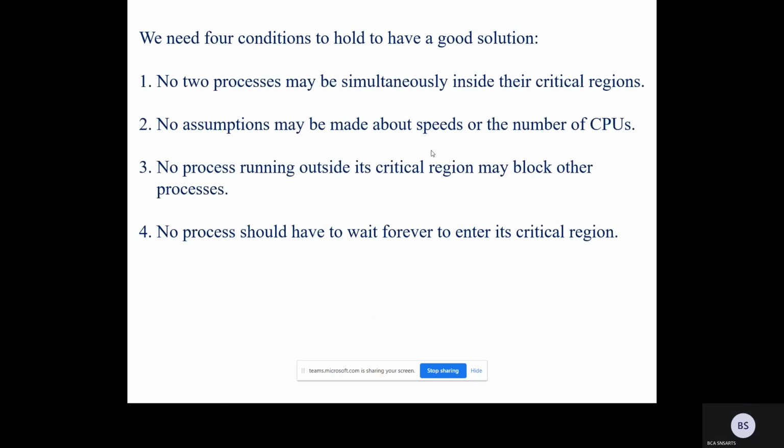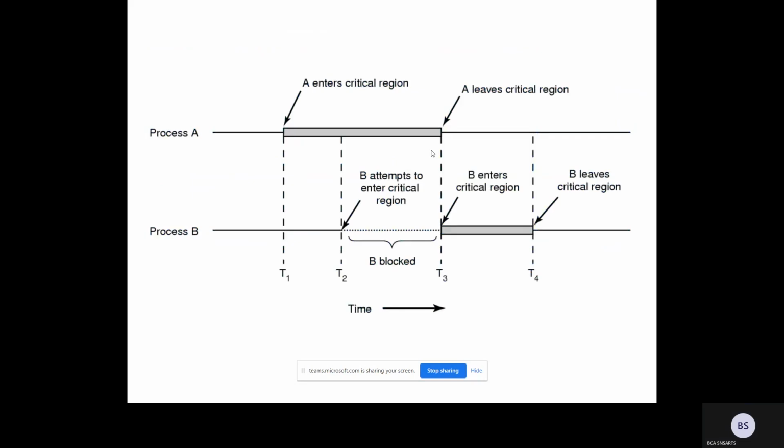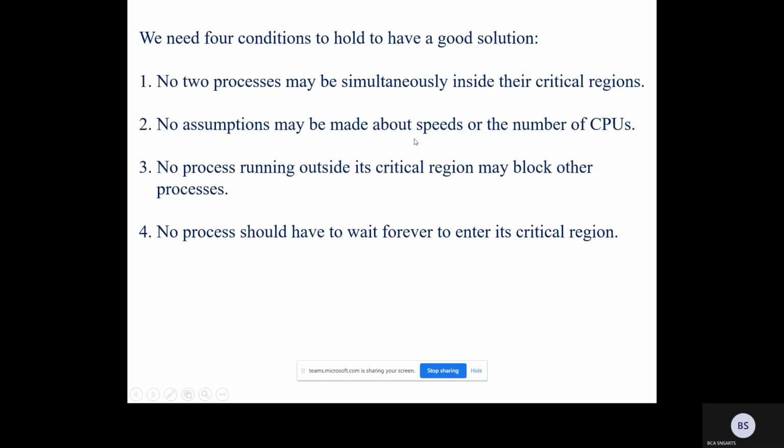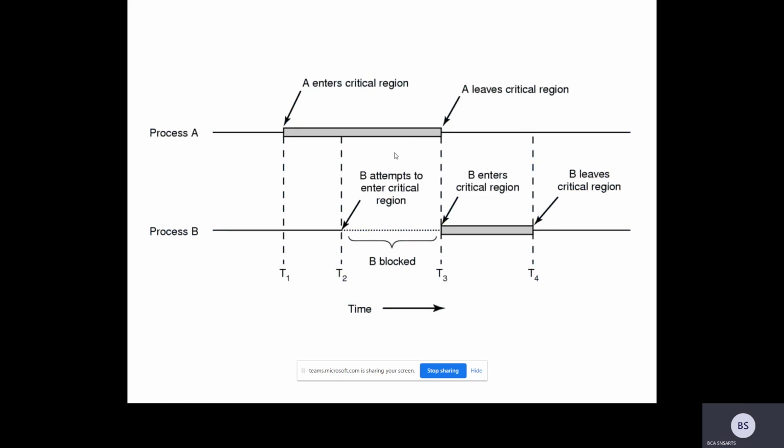So there are 4 conditions to have a good solution. First, no two processes may be simultaneously inside the critical region. So when process A is in the critical region, process B is not allowed. When process B is in the critical region, A is not allowed. Second, no assumption may be made about the speed and number of CPUs. So the speed, the time to complete, and the number of CPU processors in your computer, no assumption should be made.